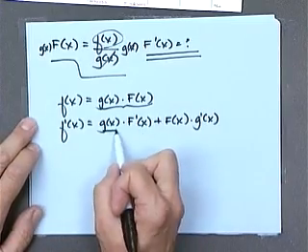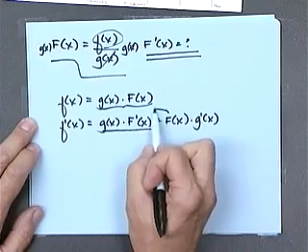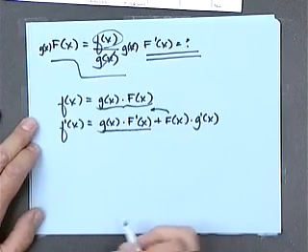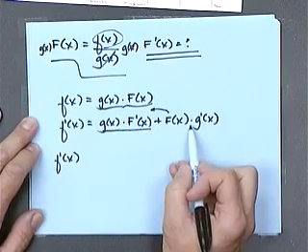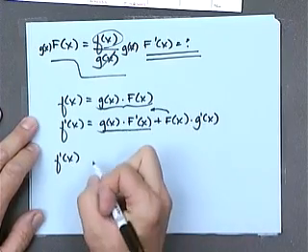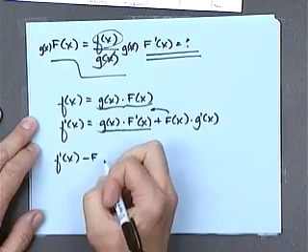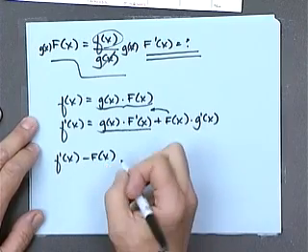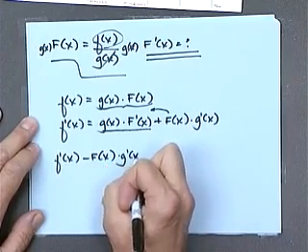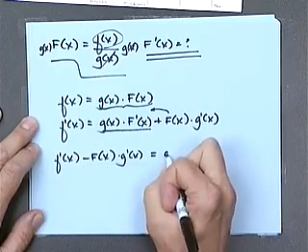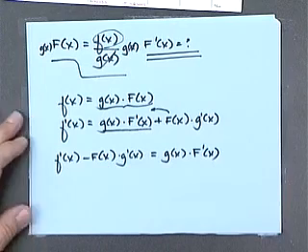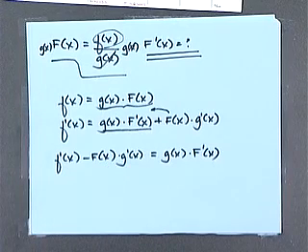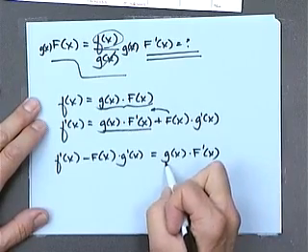So let's leave this term here. Let's move this term to the other side. If we move this term to the other side, it's going to be negative. All right, we're trying to solve for capital F prime. What's next? Divide by g of x.